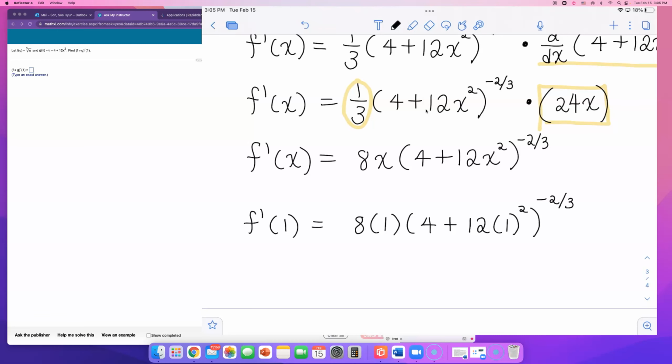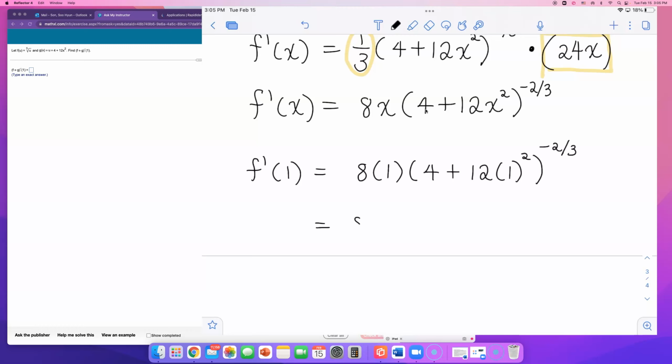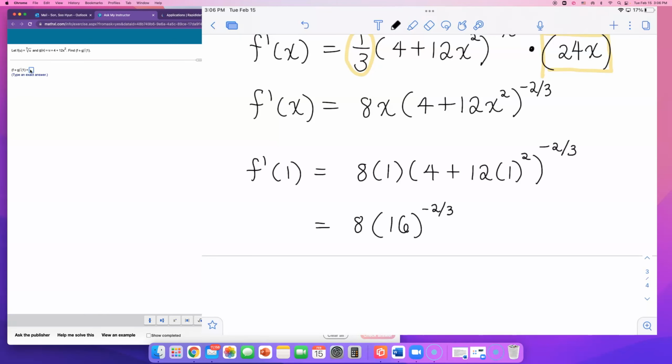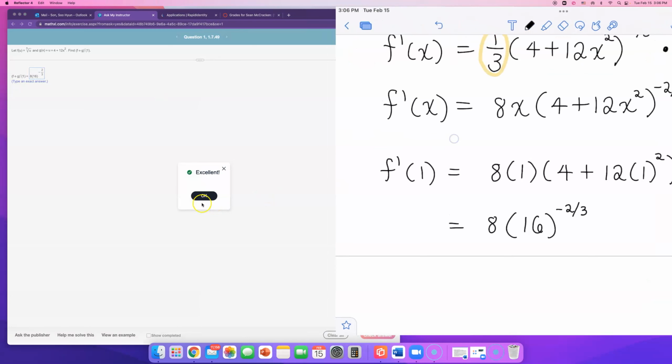All right, let's simplify. Of course, you can use Desmos at this point, but that is 8 times 16 to the negative 2/3. Now, will that simplify? No, I don't think so. I think that's what they expect. 8 times 16 to the negative 2/3 power. And when I hit enter, that was it.